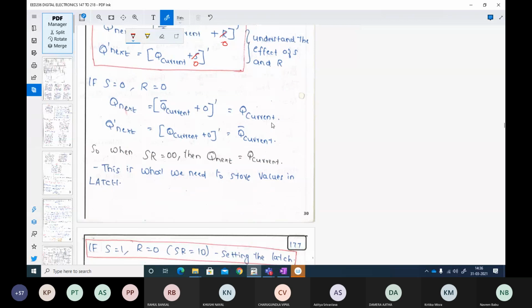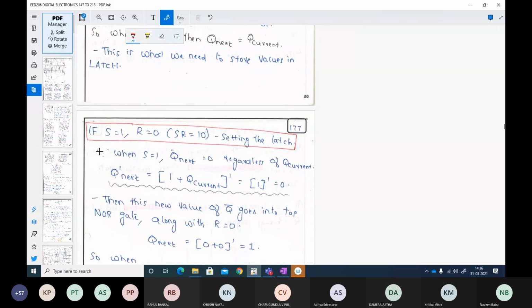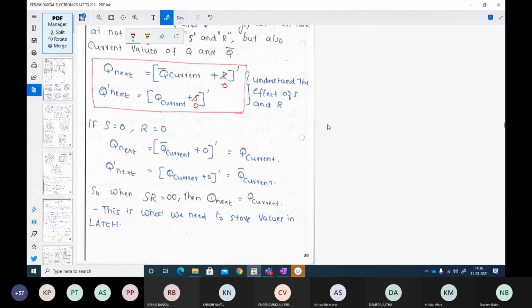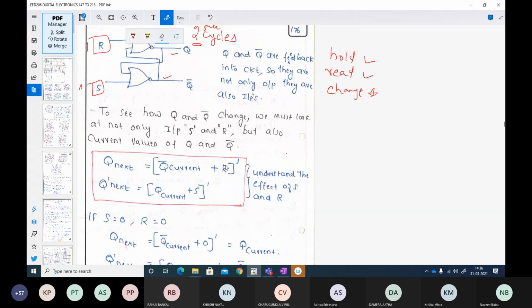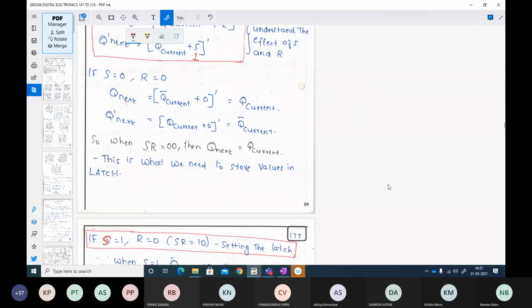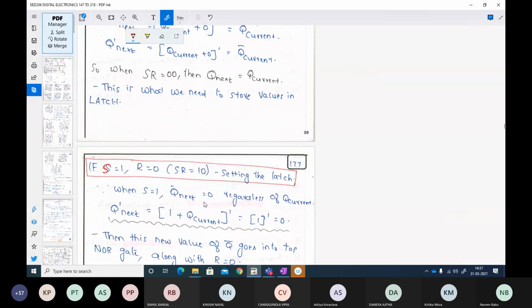Now let us look at the other input, when S is 1 and R is 0. When S is 1, we say that we are setting the latch. We will see how. When S is 1, look at the Boolean expression here. I'm not writing it again. When S is 1, this will be 1, right? So your Q next bar will be equal to 0. Regardless of whatever your Q current value is, your Q next bar will be 0.